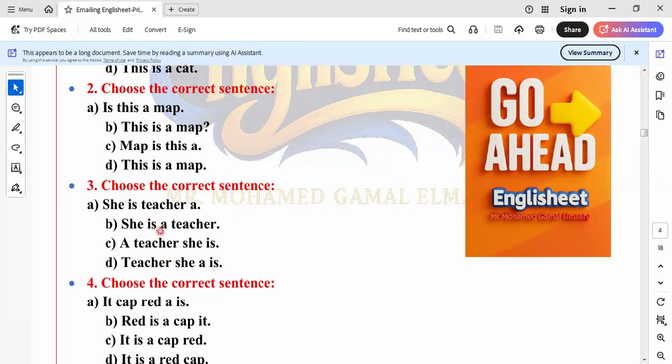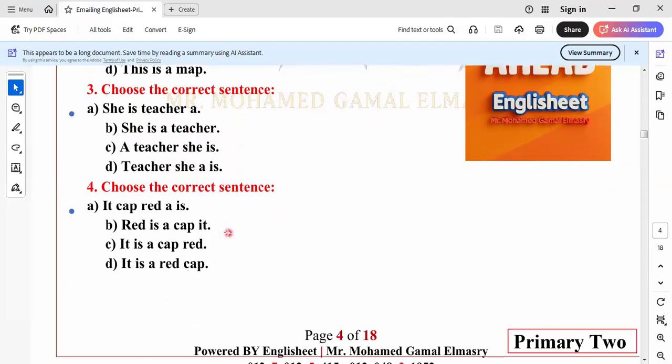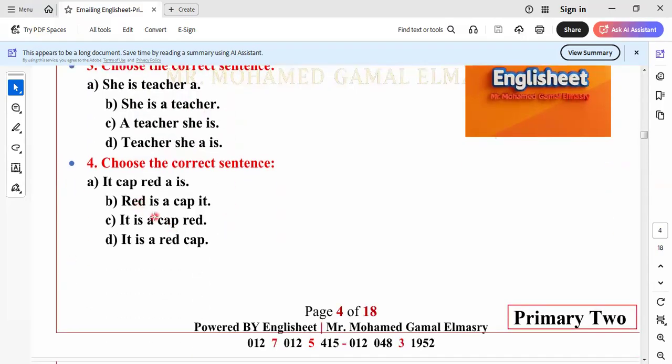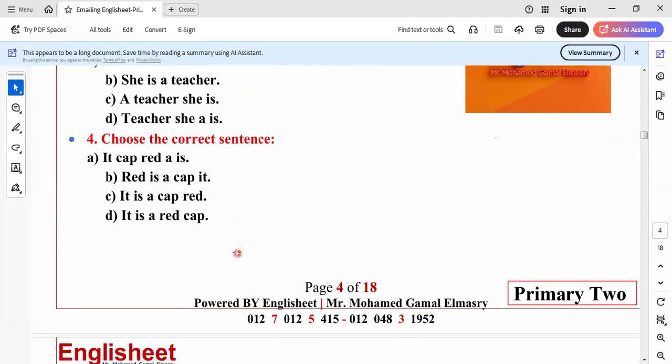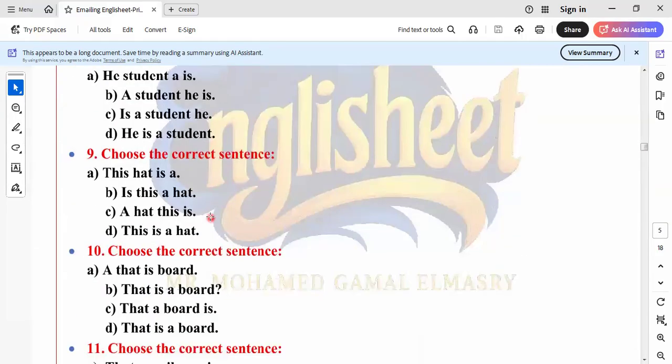So let's go to another one. She is a teacher. "A teacher is she" and "teacher, she a" are wrong. It will be here: she is a teacher. I answer some of them and I will leave the rest for you to do by yourself. As we learned during the lessons, the color is treated as an adjective and must be followed by a noun. Like this one: it's a red cap. This is the correct one.